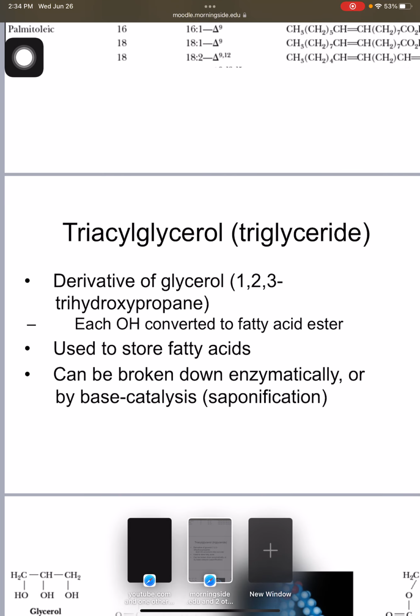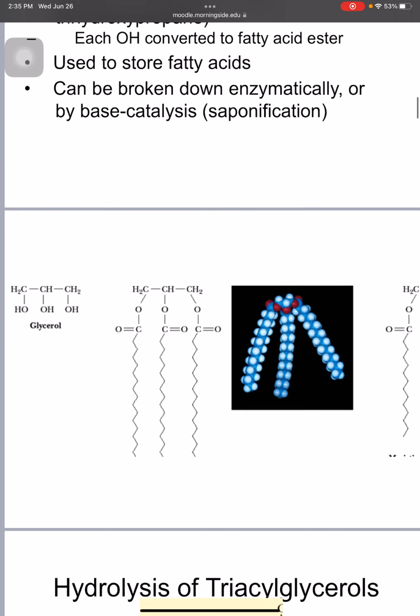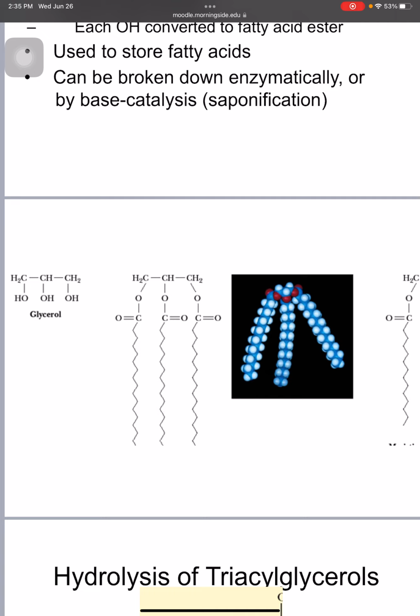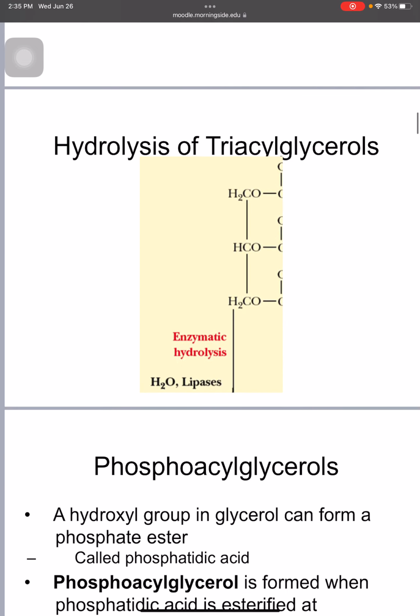Triacylglycerols are primarily found in adipose tissue, fat cells, and if you have excess fatty acids, they are esterified to glycerol, and they sort of sit there until they're needed. If they are needed, this ester bond is broken down enzymatically. The class of enzymes that are used to break these ester linkages are called lipases, specifically for breakdown of ester linkages involving fatty acids.